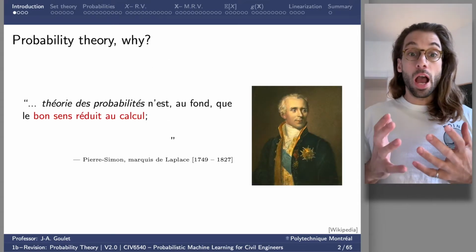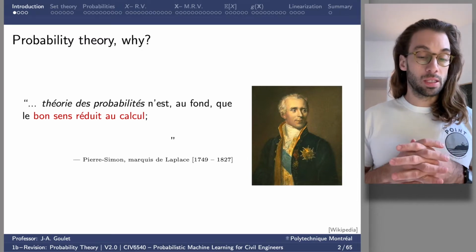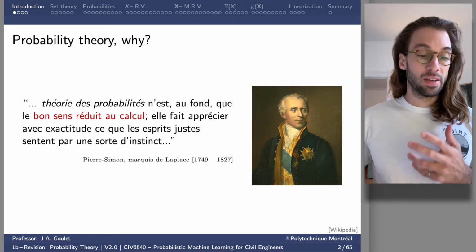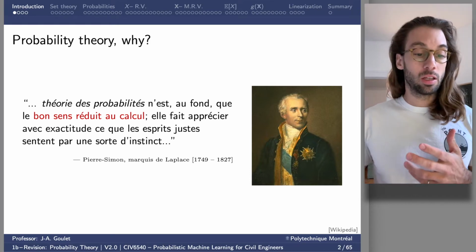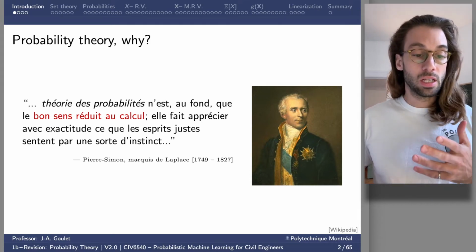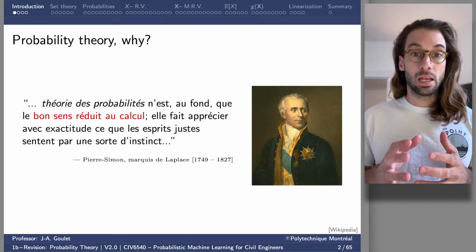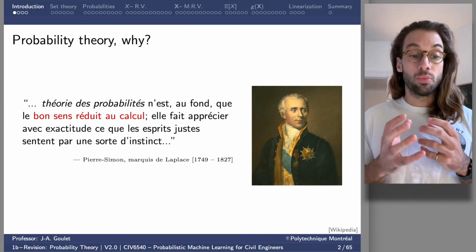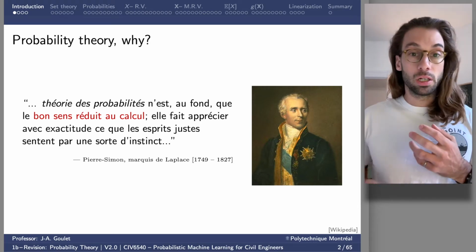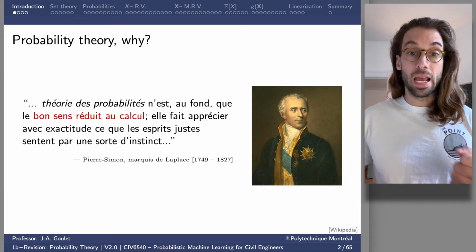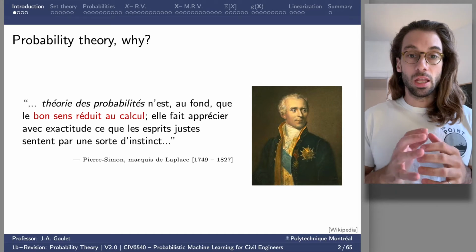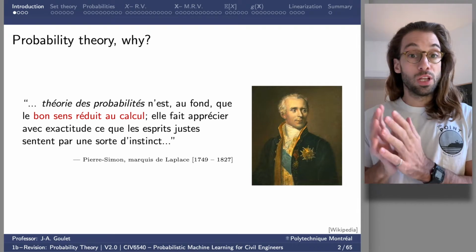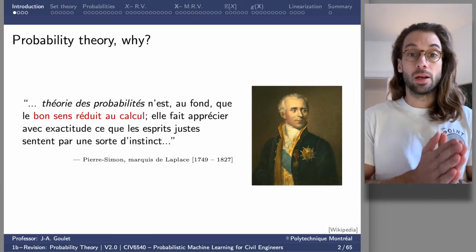So probability theory, why would we use it? There's a famous quote from Pierre-Simon Marquis de Laplace: "La théorie des probabilités n'est au fond que le bon sens réduit au calcul. Elle fait apprécier avec exactitude ce que les esprits justes sentent par une sorte d'instinct." The translation is: probability theory is at the end only common sense reduced to calculus. It allows us to appreciate what the right minds feel by instinct. This is really the interpretation we're going to use. Here, probability theory is going to represent common sense using mathematical formulations.